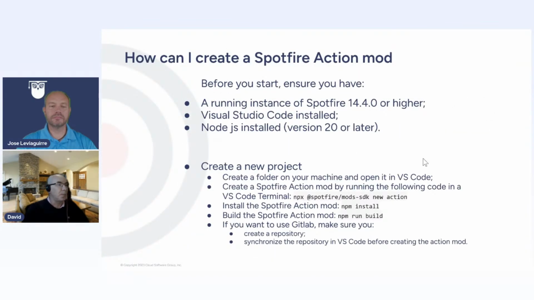On the other hand, if you're looking for an action mod tailor-made for your use case, you need to create them yourselves, or you can pick the codes from somewhere else, but you need to do some coding. And for that, we have to have a running instance of Spotfire 14.4 or higher. We need to have Visual Studio Code installed because that's the application we use to create the scripts in it. And we have Node.js installed, version 20 or later. Those are the prerequisites that we need.